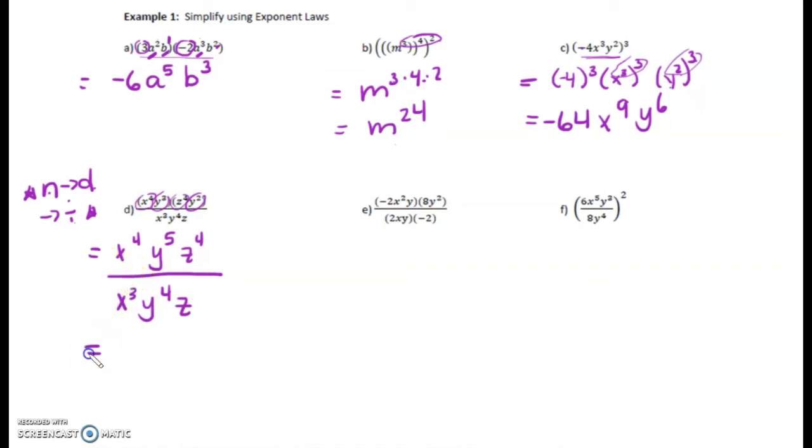Now, everything here is divided. So we're going to take the top numerator, or the top exponent, and we're going to subtract the bottom exponent. So for the x's, it's going to be 4 minus 3, which is 1. For the y's, it's going to be 5 minus 4, which is 1. And for the z's, it's going to be 4 minus 1, which is 3.